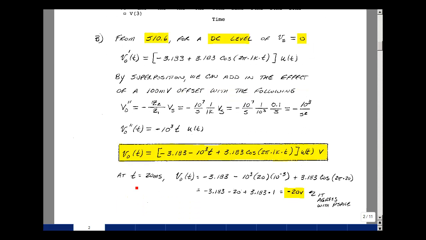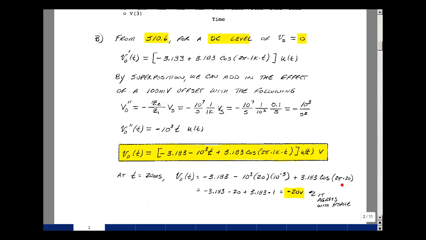On the simulation above, I marked the value at t equals 20 milliseconds. Let's plug that value into this equation. That's minus 3.183 minus 10 to the 3 times 20 milliseconds, and then I have 3.183 times the cosine of 2 pi times 1k times 20 milliseconds. So the k and the milli cancel, and I get 2 pi times 20. So this is a minus 3.183. This is 10 to the 3 and 10 to the minus 3 cancel, so I get a minus 20. Then I have 3.183 times the cosine of 2 pi 20 radians per second.